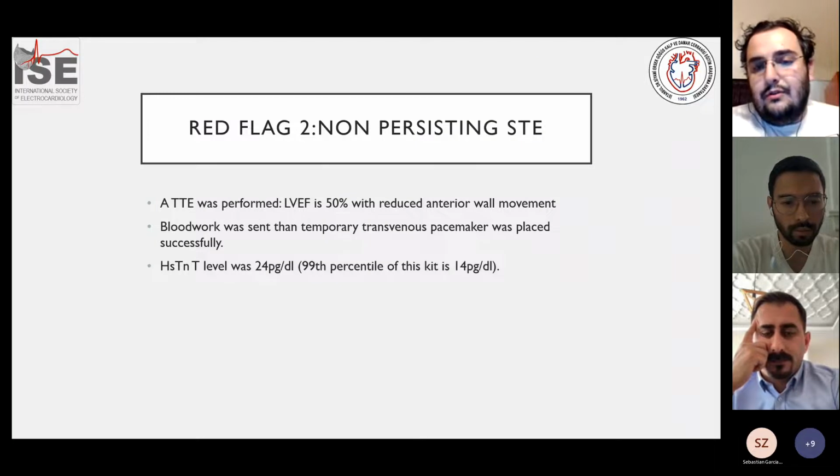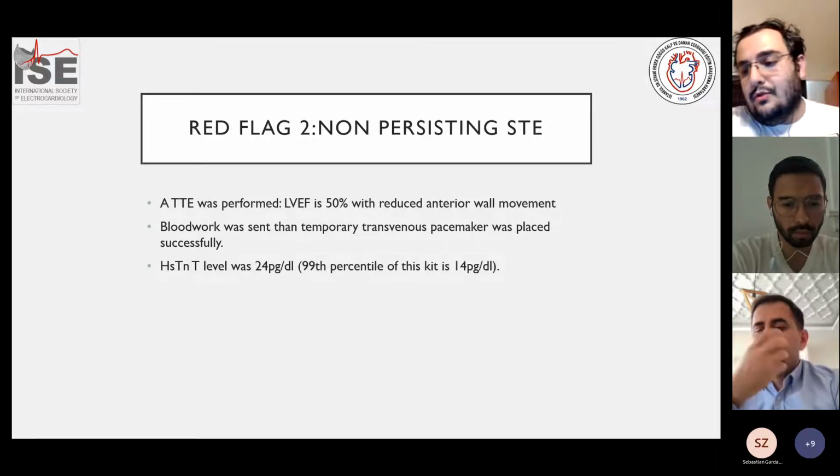Echocardiography shows that ejection fraction is 50% with reduced anterior wall movement. Blood work was sent. Temporary transvenous pacemaker was placed. Troponin levels were mildly positive.